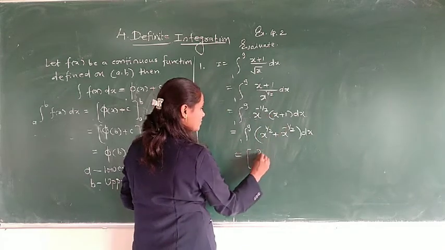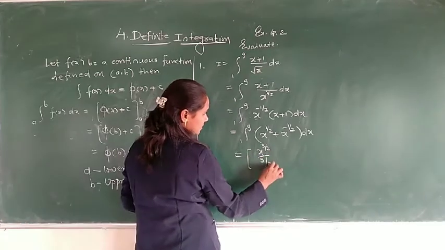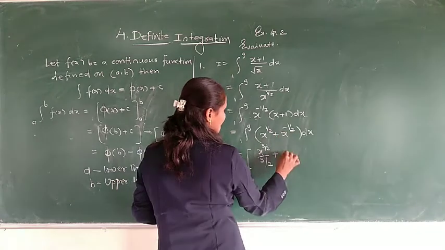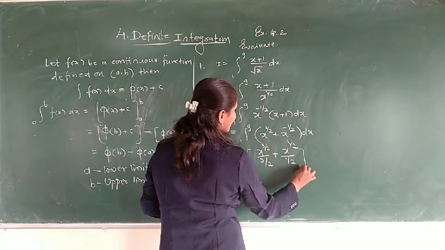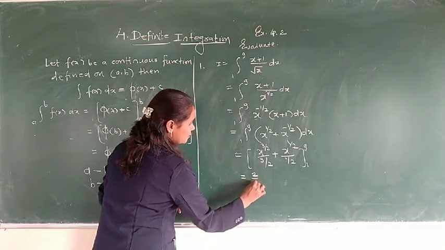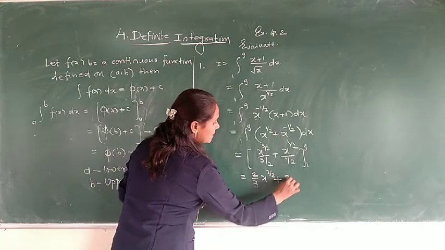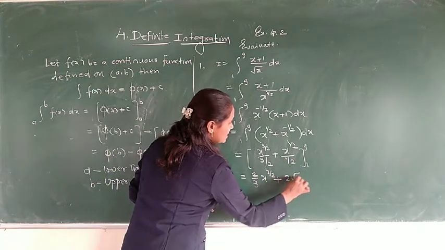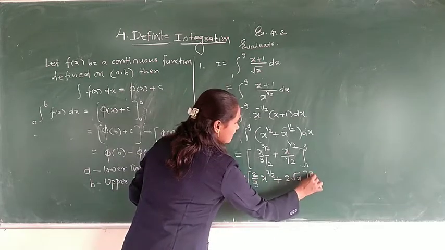Now take the integration of this. Integral of x raised to 1 by 2: 1 by 2 plus 1 is 3 by 2, divided by 3 by 2, plus, for minus half, minus half plus 1, that is half, divided by half. The limits of integration are 1 to 9. This 3 by 2 becomes 2 by 3 into x raised to 3 by 2, plus this half becomes 2, and x raised to half means root x. And the limits of integration are 1 to 9.